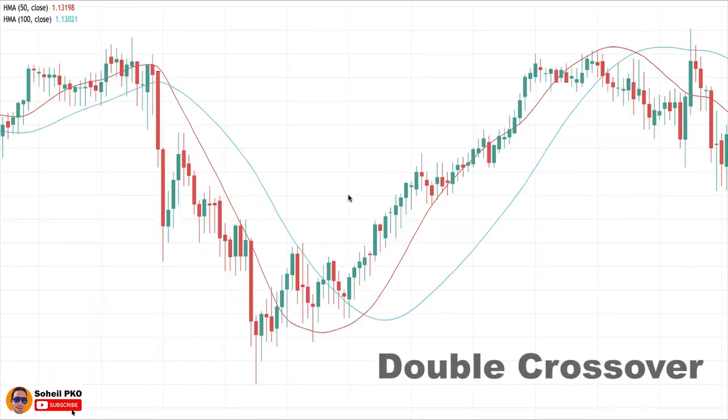We can also use two Hull moving averages to have buying or selling signals based on their crossovers, which is called double crossover. Like the previous example, one is shorter and the other is longer. When the shorter moving average crosses above the longer moving average, it's a bullish signal, it's a buying signal actually, and when the shorter moving average crosses below the longer moving average, it's a bearish crossover. It's a selling signal.